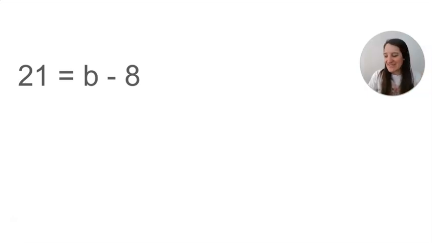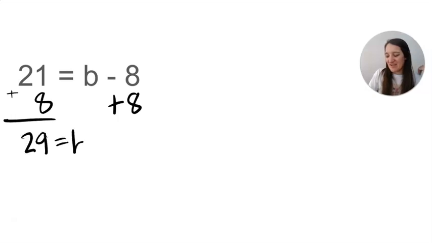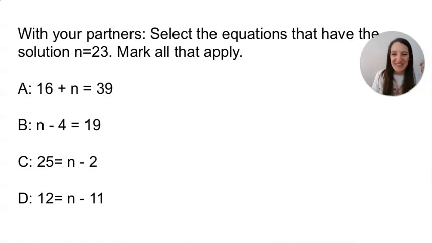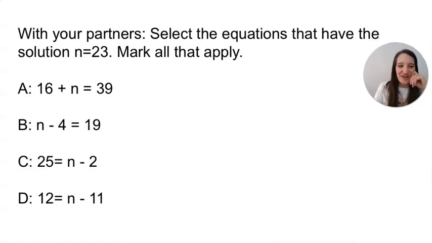Okay, so here's one for you to do on your own. What do you get? I got 29 equals b. Is that what you got? You did it correctly.